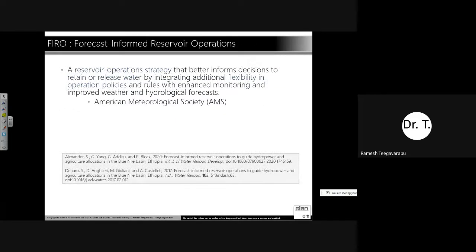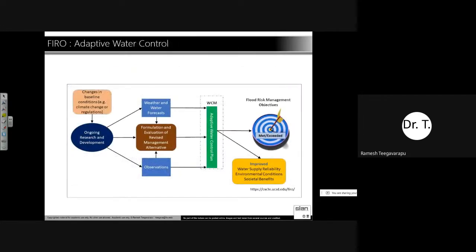That's why they started the concept of FIRO, a reservoir operation strategy that better informs decisions to retain or release water by integrating additional flexibility in operating policies and rules with enhanced monitoring and improved weather and hydrological forecasts. You can see some papers already based on the FIRO concept, Forecast Informed Reservoir Operation. What they are doing is looking at the baseline conditions from the climate change perspective, and then they incorporate the weather forecasts, evaluate management alternatives, look at observations all the time, and then come up with what we call an adaptive water control plan.